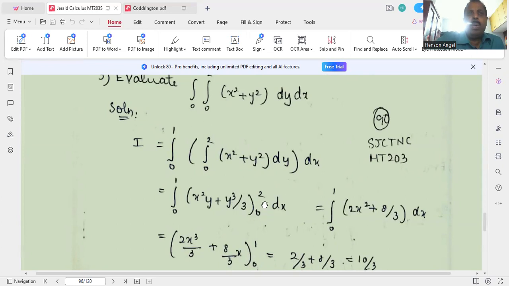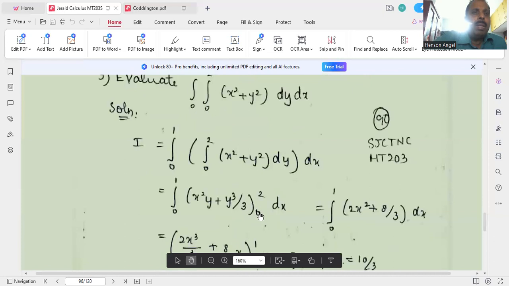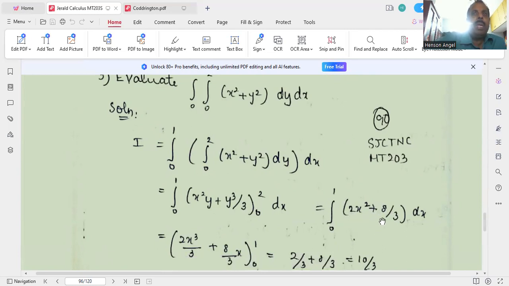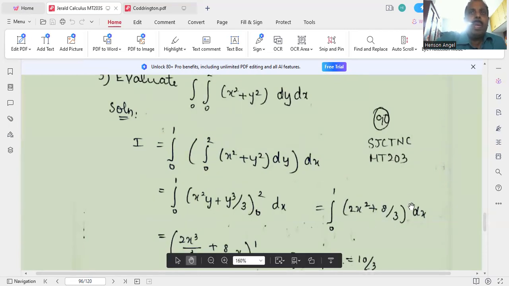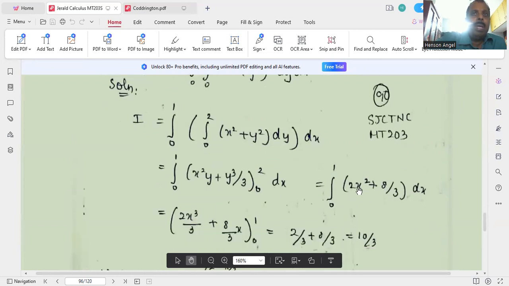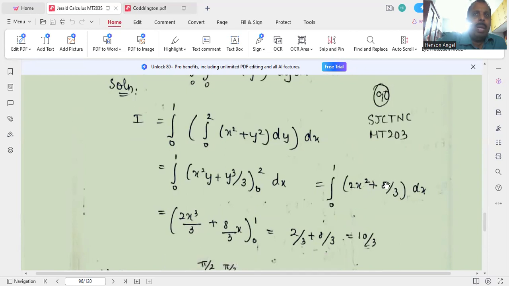Next, we have to apply the lower limit 0 for y. So when you apply the lower limit 0 for y, we get 0. We need not write that value. So here we have the remaining terms, 2x square plus 8 by 3, into dx. So we have to integrate this expression with respect to x with the limit 0 to 1. So when you integrate with respect to x here, 2 into, when you integrate x square, we get x power 3 by 3, plus we have to integrate 8 by 3, 8 by 3 into integral dx, that is 8 by 3 into x.